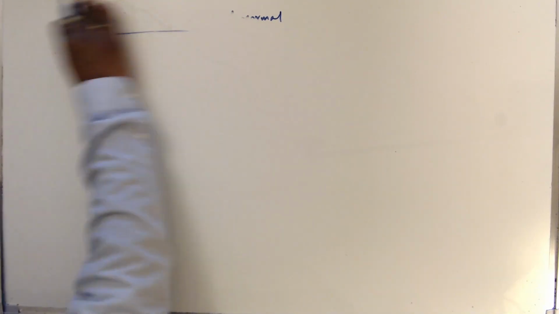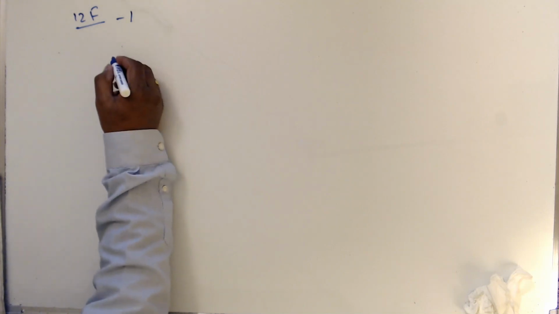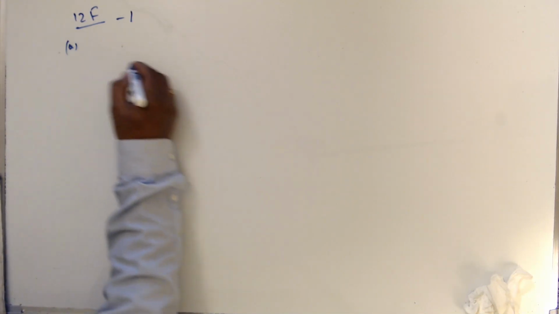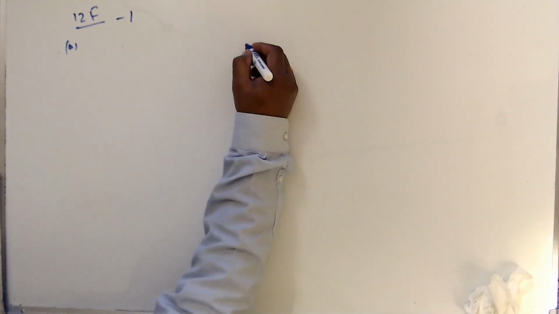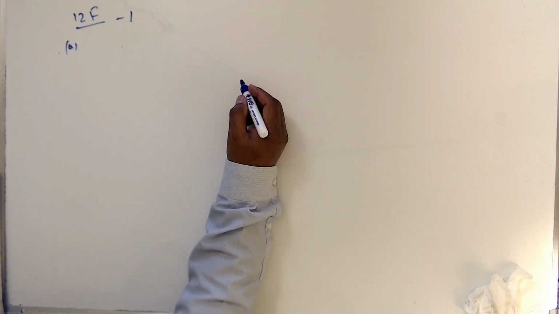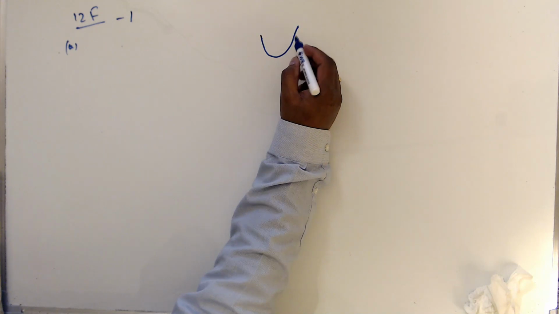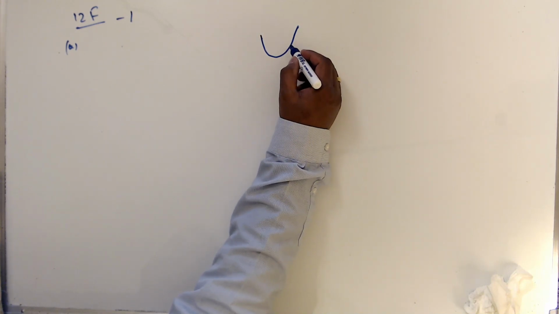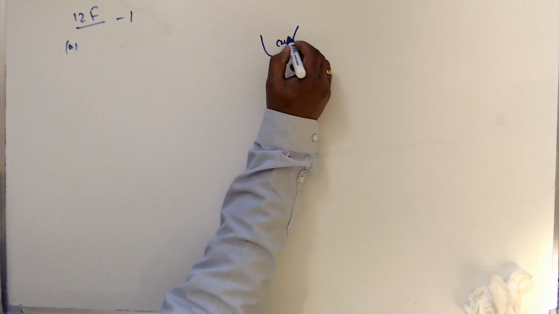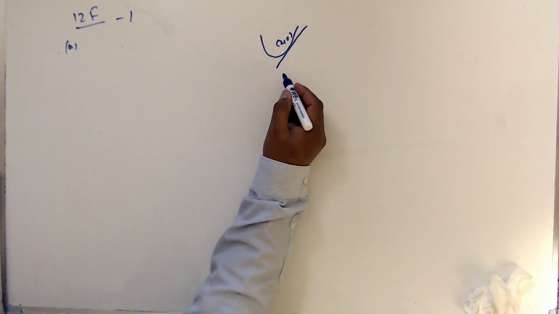Let's discuss exercise 12F. Question number 1, part A. We need to find the equation of the tangent to the curve at the point (2, 0).